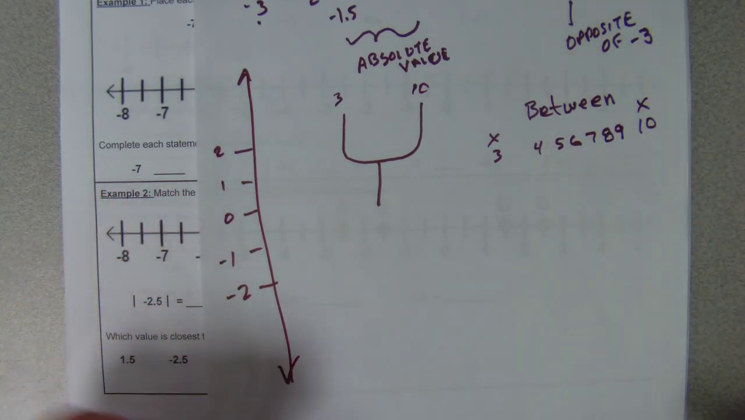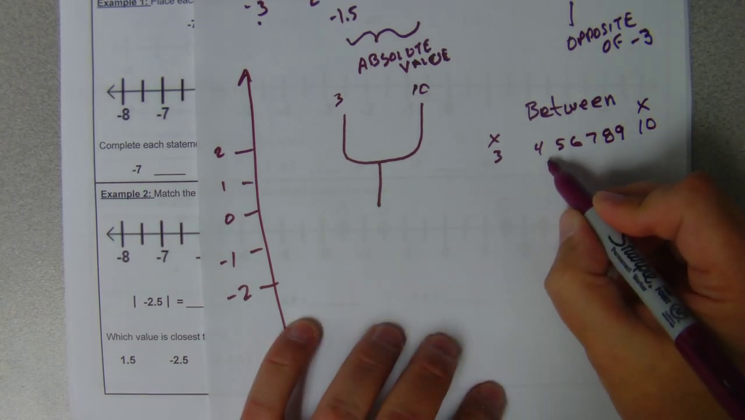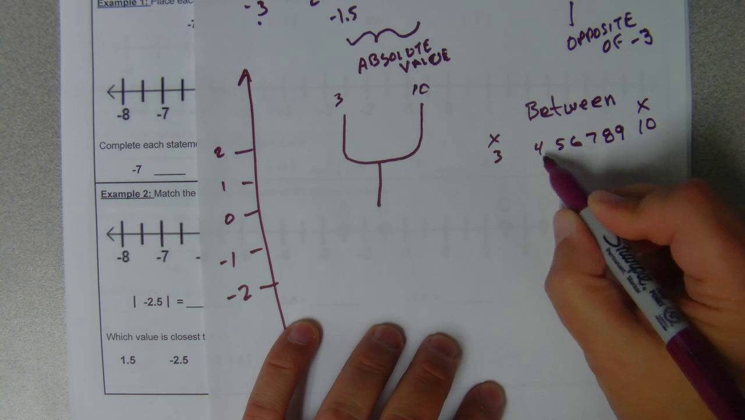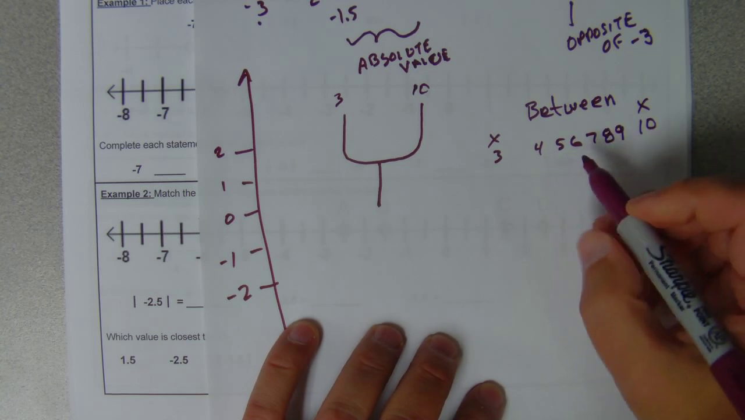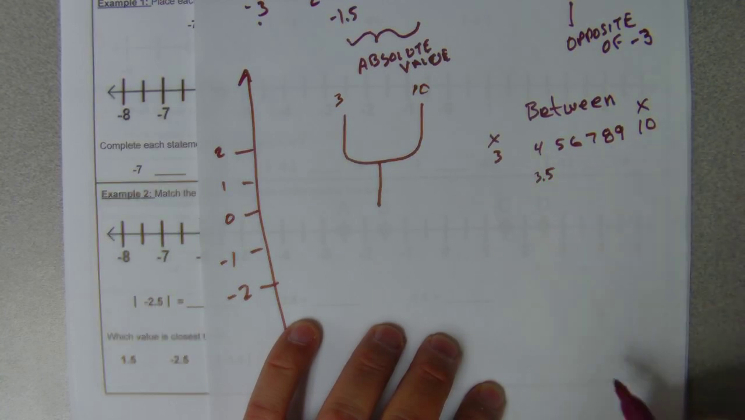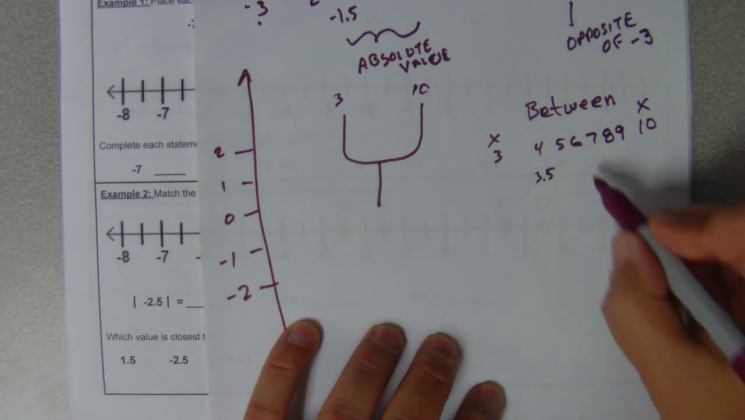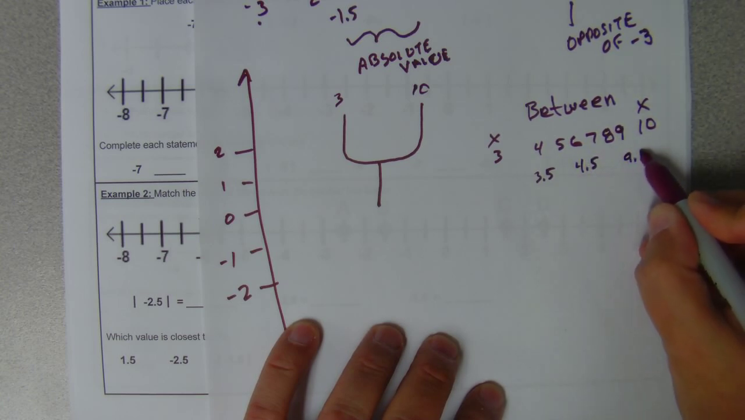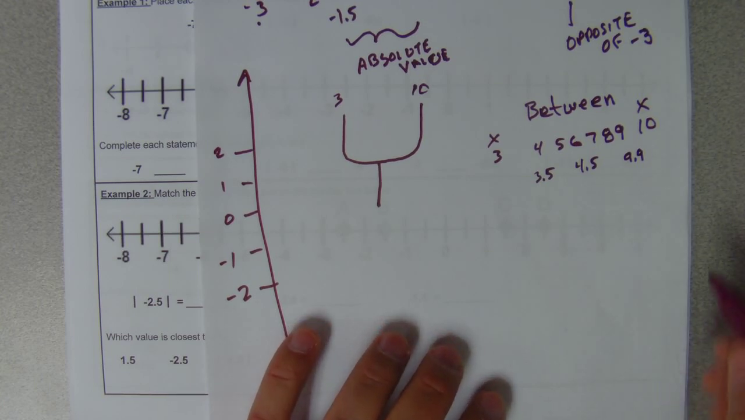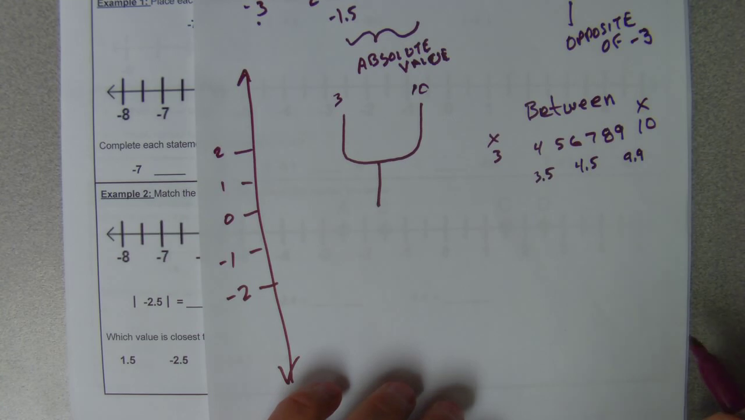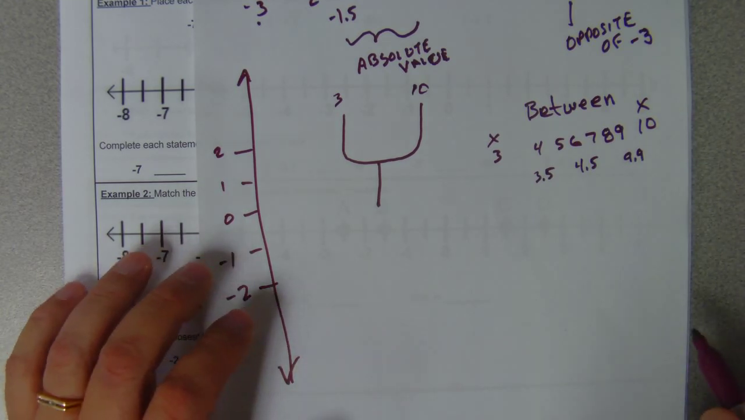Okay, this is very important. Of course, it also includes any of the numbers that are infinitely between these numbers as well. For instance, 3.5 would be in there, and so would 4.5 and 9.9, as long as it was less than 10 or greater than 3, which brings me to the next thing.